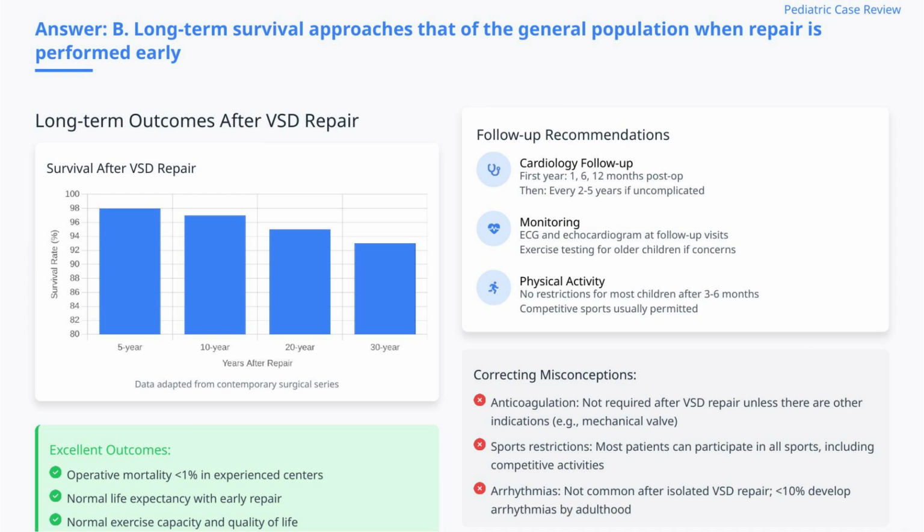Anticoagulation therapy is not routinely required after VSD repair unless there are other indications, such as a mechanical valve or arrhythmia. Most patients can participate in all physical activities, including competitive sports, after complete healing from surgery, typically 3 to 6 months post-repair. While some patients may develop arrhythmias, particularly after complex repairs or if surgery was performed later in the era before modern surgical techniques, it's incorrect that most patients develop arrhythmias by adolescence. The incidence is much lower, with less than 10% developing significant arrhythmias by adulthood after isolated VSD repair.